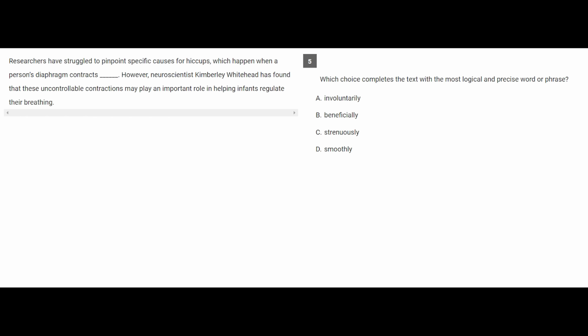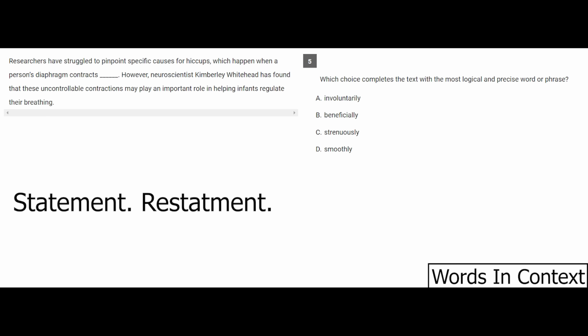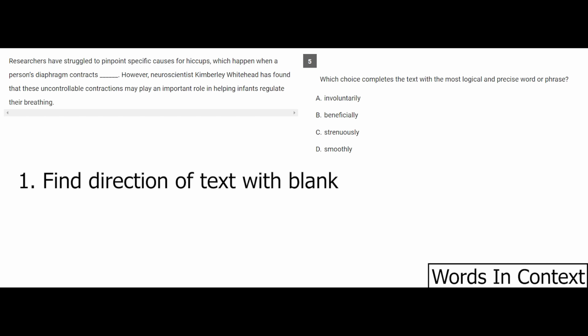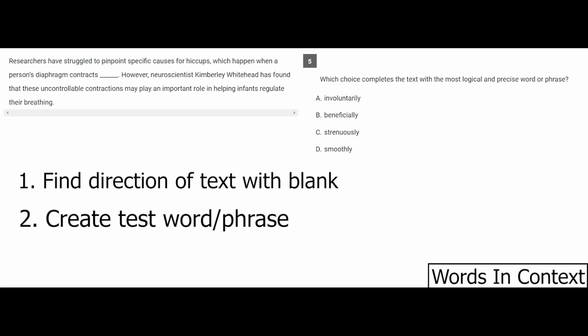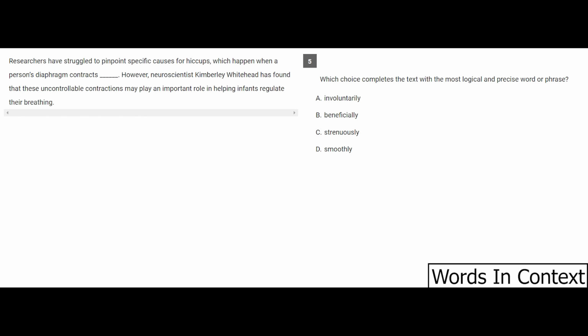The first question on the SAT is going to be a words and context question. The way the text is usually formatted is a statement and then a restatement, with each of the sentences conveying the same message. The goal is to figure out the direction of the sentence with the blank and then create a test word you can use against the answer choices. So let's read the question.